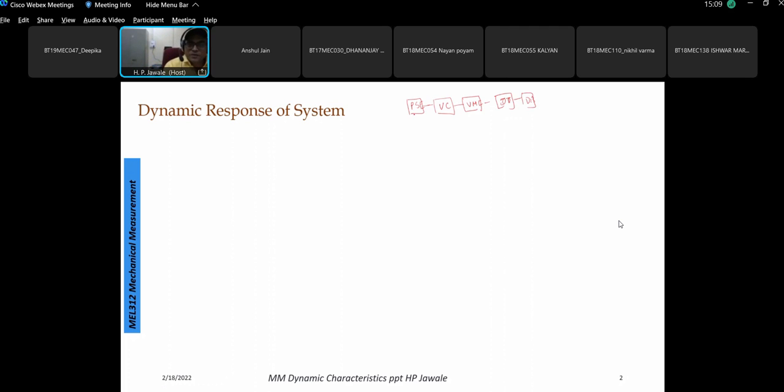So when the instrument or the measurement system is exposed to the system whose entity is to be measured, let us say this is the input, the response of the system is going to differ, because the primary sensing element is going to come in contact with the system or the entity under measurement.